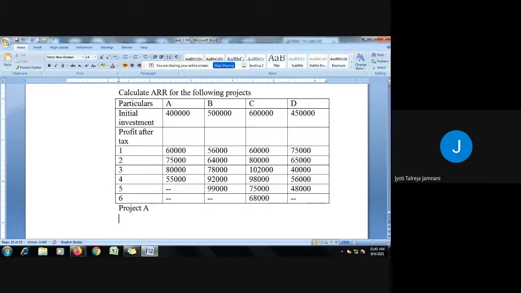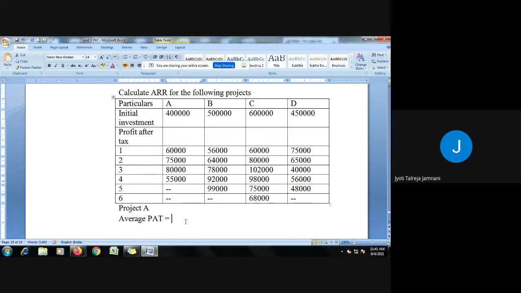For project A, we need average profit after tax, which is given here. The profit after tax values are 60 plus 75 plus 80 plus 55. This is the total profit after tax that comes to 2,70,000.